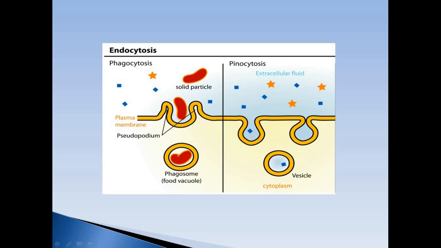You can see that in phagocytosis, when a large solid particle, that may be a food particle, comes into contact with the plasma membrane, it is engulfed by the plasma membrane and pinched off from the rest of the membrane to make up a food vacuole, which is also called a phagosome. And in the case of pinocytosis, liquids or water molecules are taken inside the cell in the form of a vesicle.